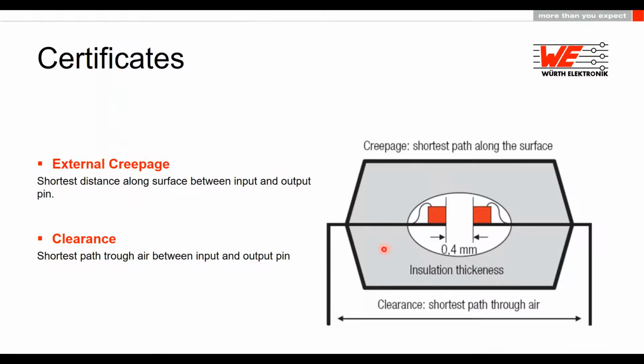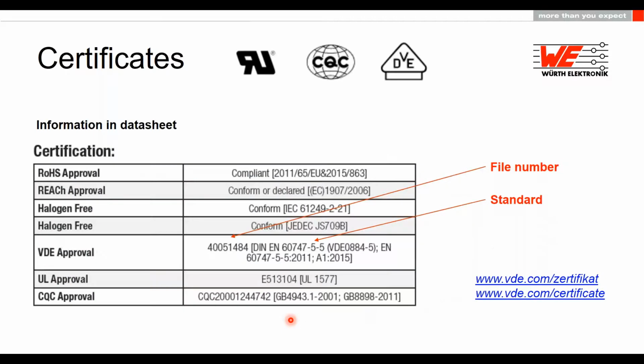The creepage is the shortest distance along the surface between input and output. So this is this area. And the clearance shows you the shortest path through air between input and output. These parameters and values can be found in the certificates. But how can you find them? These certificates you can find on the first page of our datasheet.